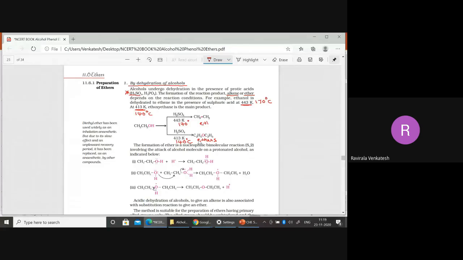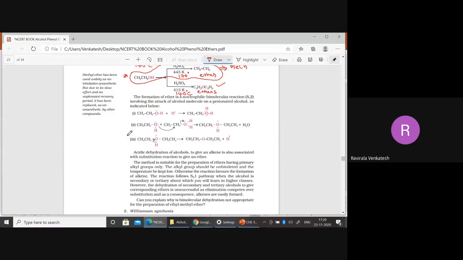This we already discussed, in the chemical properties of alcohol. I have completed this one, with mechanism also. How alcohols convert into ethers, we have completed. Now at 140 degrees Celsius, you are getting ethers. How? Let me see how ethers are forming, with the mechanism.